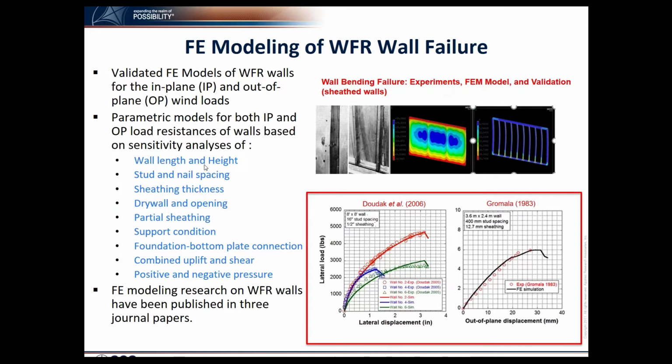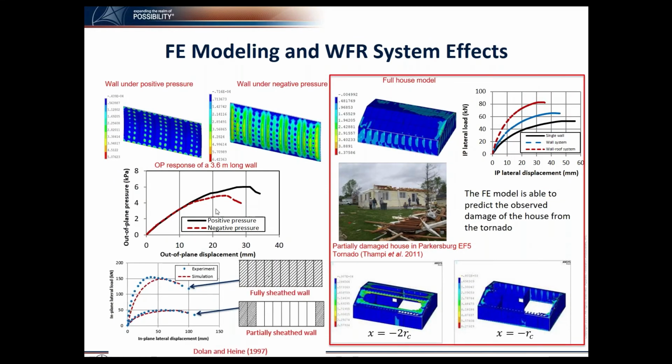After we did all these sensitivities, we came up with a parametric model to give us the resistance of a wall. And we were able to publish several journal papers out of this wall failure research that we did in finite element. This is another illustration of how our model matches with those from the experiment. Here we're showing the fully sheathed wall and partially sheathed wall in-plane displacement, and in both cases, our model matches reasonably well.